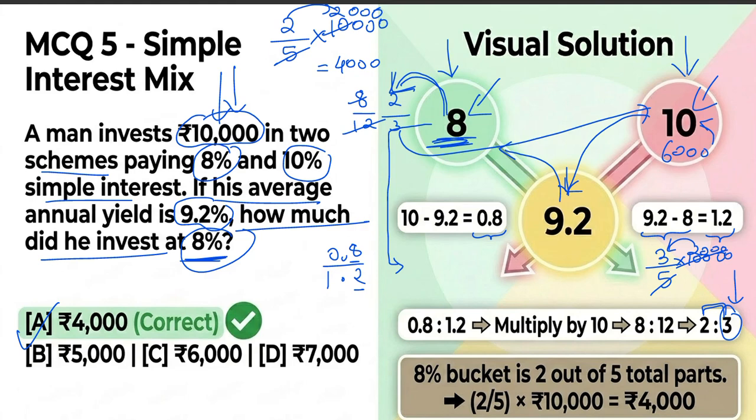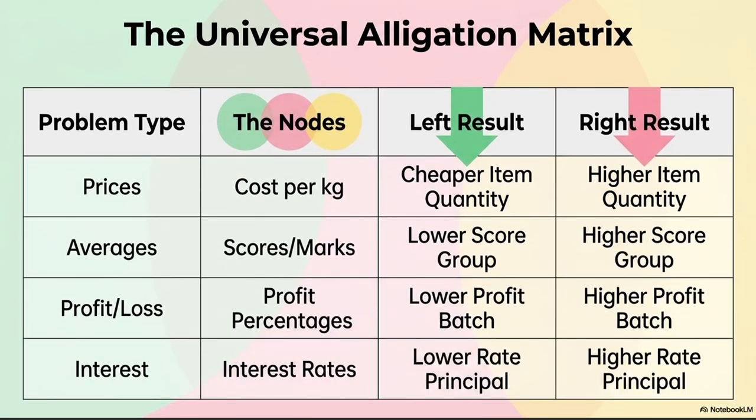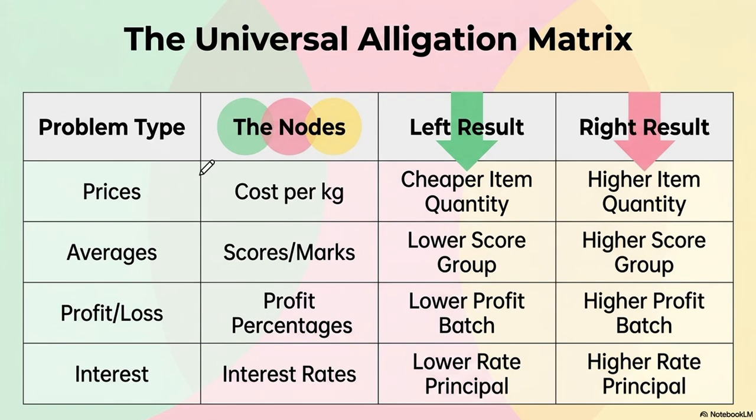Okay, so this is a short trick to solve mixture and alligation problems. This is a chart for prices, average, profit and loss, and interest. Whatever question comes, on the left side you always write the cheaper quantity, the lowest score, lower profit or lower rate of interest. On the right side, you always write the higher quantity. Okay, and in the middle you write the mean value.